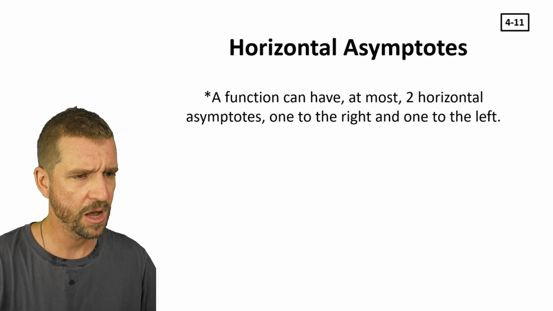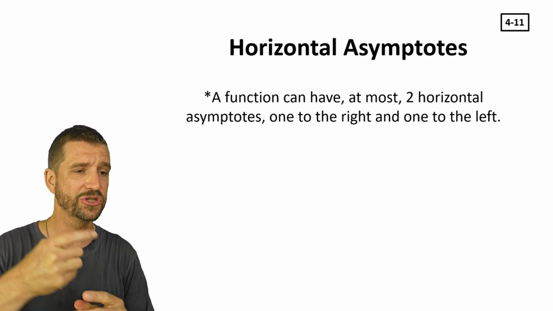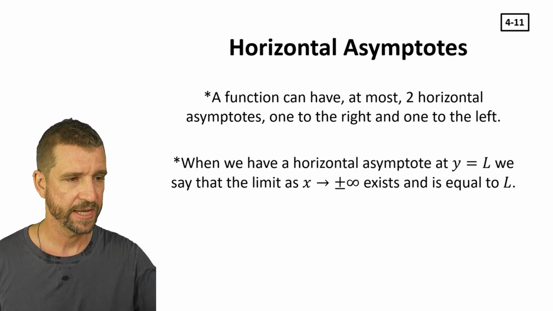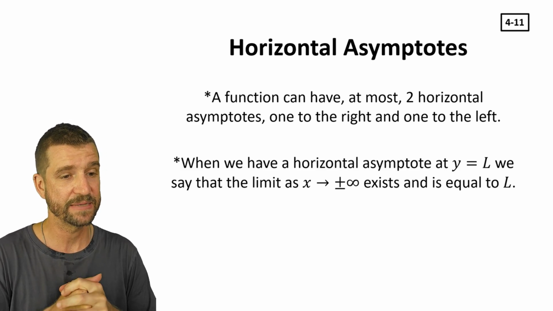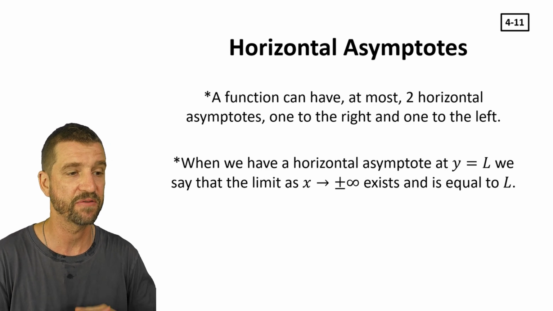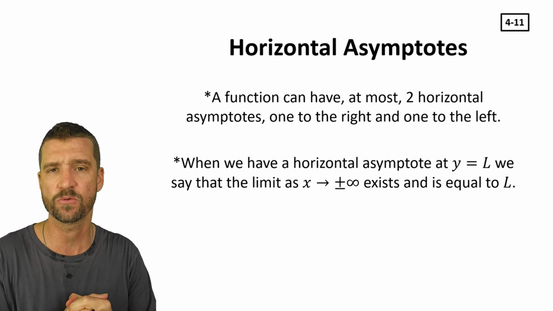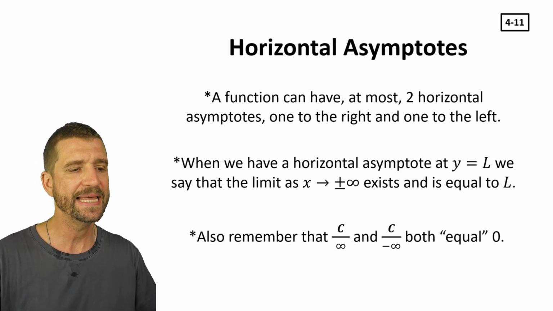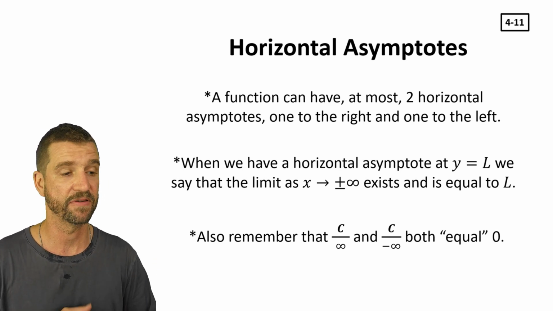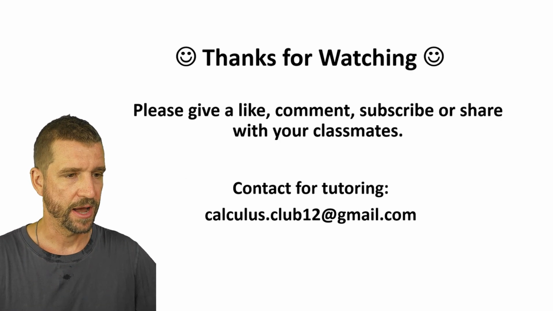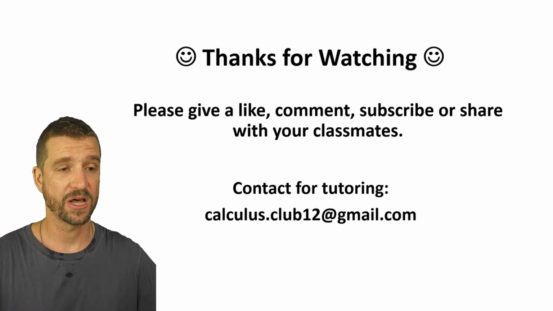All right, horizontal asymptotes. A function can have at most two horizontal asymptotes, one to the right and one to the left. When we have a horizontal asymptote at y equals L, we say the limit as x approaches positive or negative infinity exists, and it is equal to that L. And the last thing I already talked about: any constant divided by positive or negative infinity will always be 0. So that wraps up horizontal asymptotes.